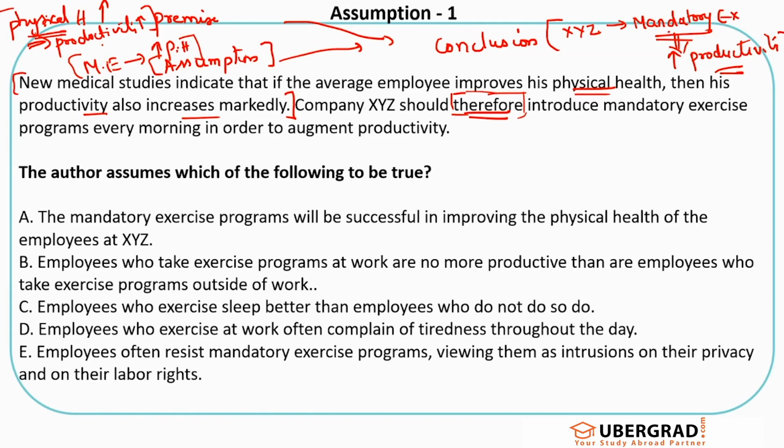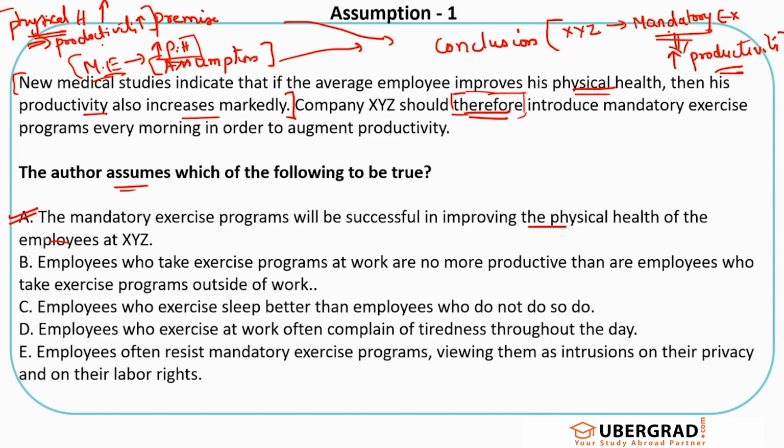But that's not how the conclusion is. The conclusion is saying that hence the company should introduce mandatory exercises to improve productivity. So what is the link between the mandatory exercises and the physical health? Assume that mandatory exercise will improve the physical health. Hence, we also know physical health improvement means productivity improvement. That's why the conclusion is complete. So now we need to look for that option. The author assumes which of the following to be true. The mandatory exercise programs will be successful in improving the physical health of the employees.